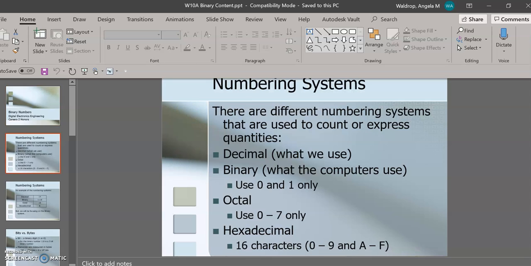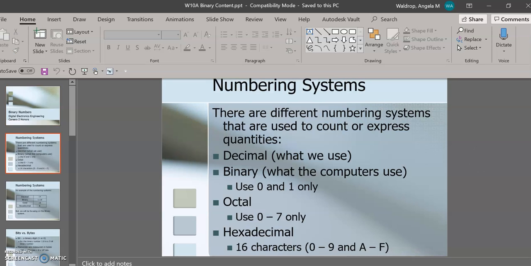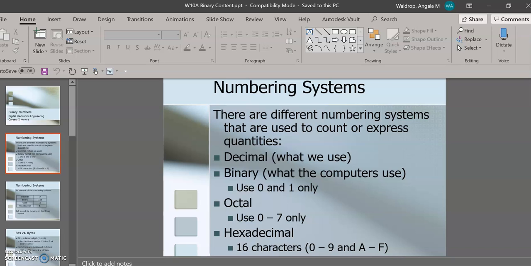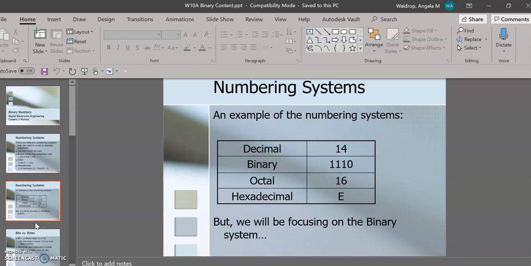Now, before we begin talking about the conversions, I just want to make sure that we're clear on the different types of numbering systems. The numbering systems that are out there, we have decimal, which is what we're accustomed to, binary, what the computers use, and these zeros and ones only. There's octal and there's also hexadecimal. In this PowerPoint, we're only going to be focusing on these two, the decimal and the binary. But here are some examples of what the numbering systems look like.